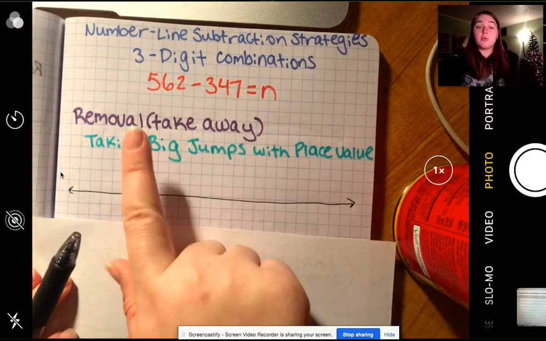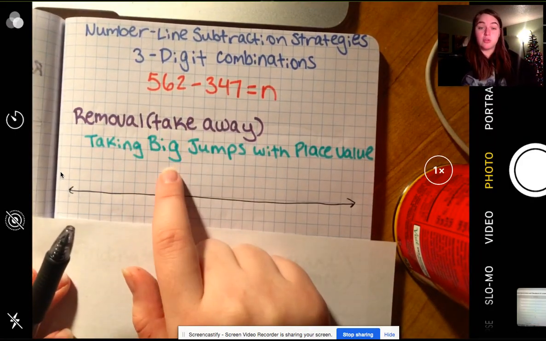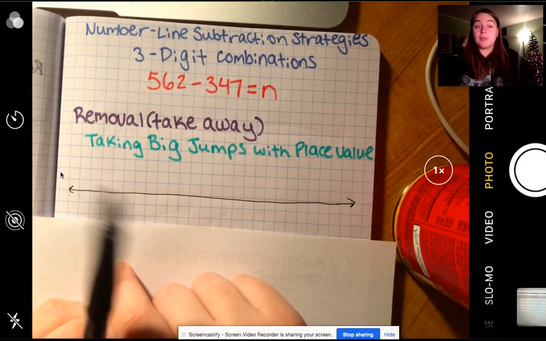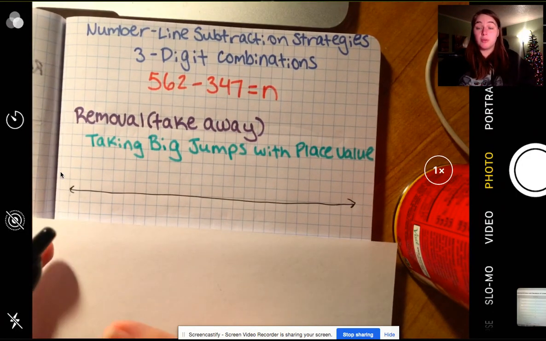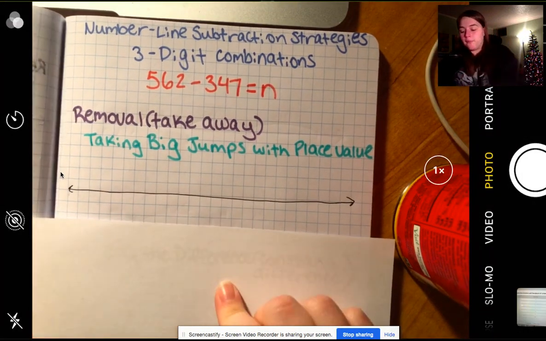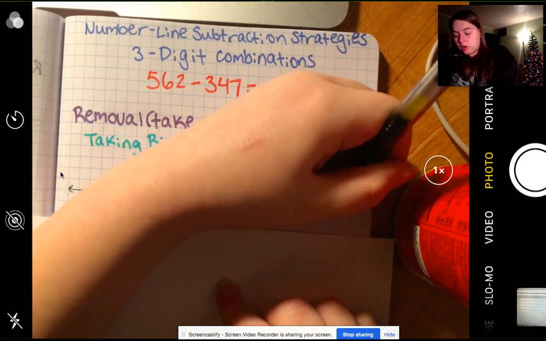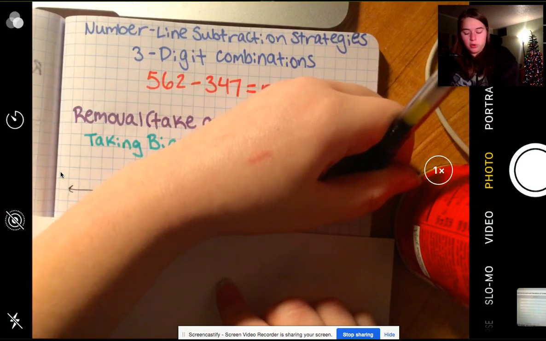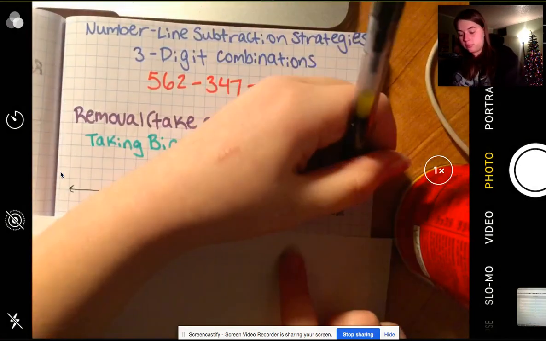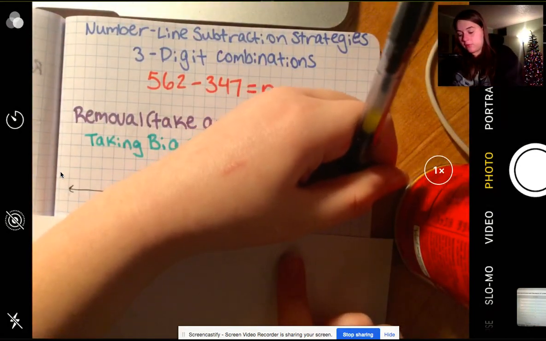So there's another removal or takeaway strategy for 3-digit numbers. But for this one, one way we might want to do it is by taking big jumps using what we know about place value. So let me show you what I mean about that. We can start at 562.